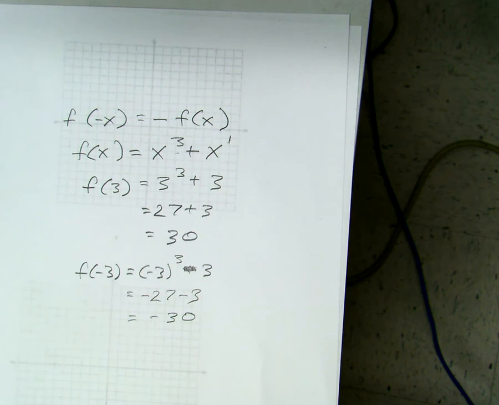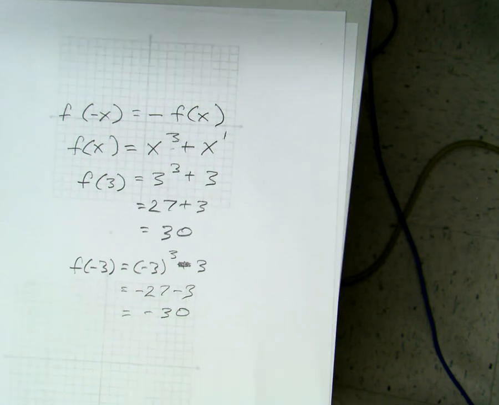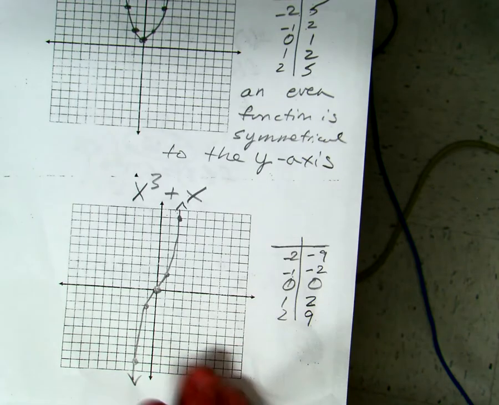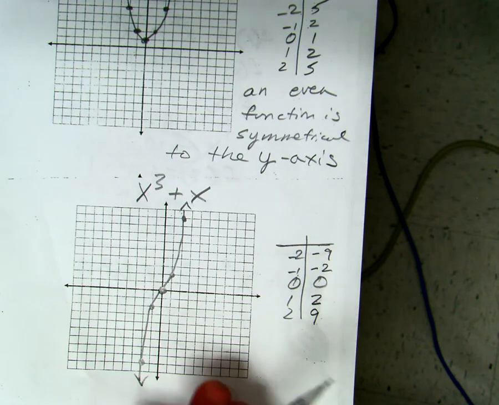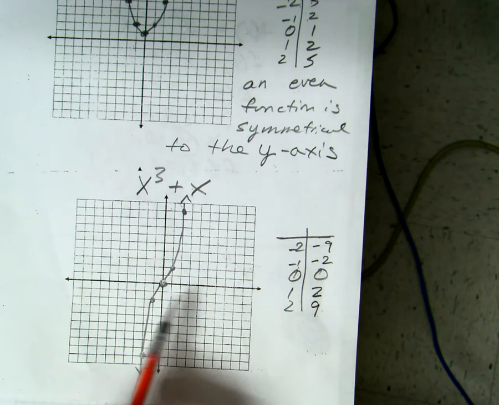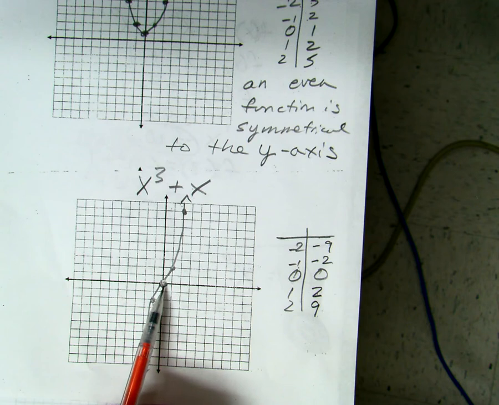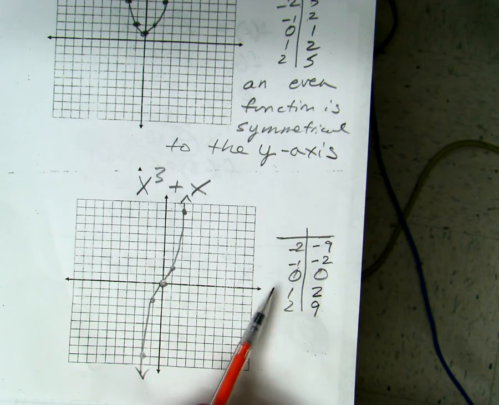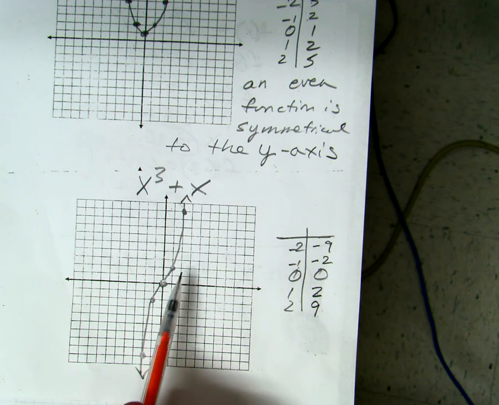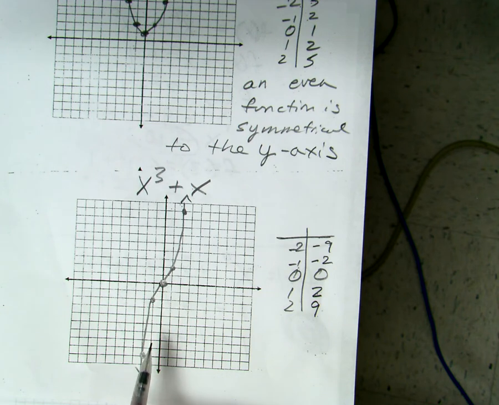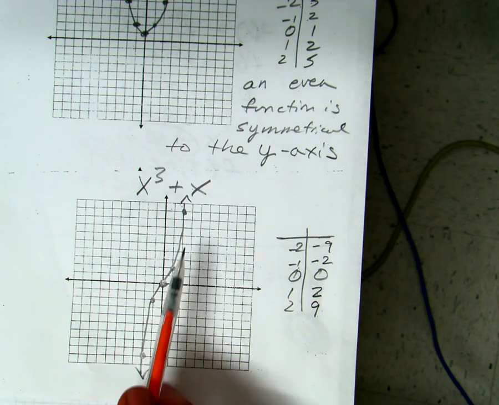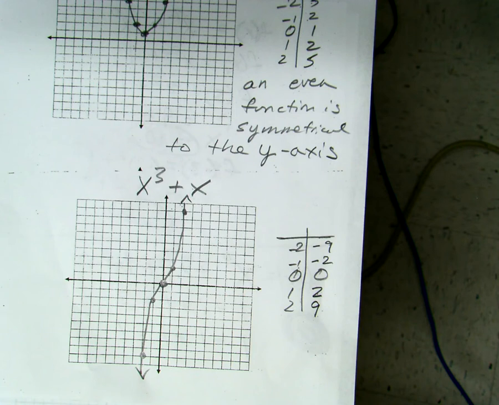How does it look graphically, however? Look at that. An odd function is not symmetrical to the y-axis like the even function. It's symmetrical to the origin. So once again, I did a t-table here, 0 and 2 points to the right, 2 points to the left, and plugging those points in and evaluating for y, I get a function that's symmetrical to the origin. So that's graphical proof that it is an odd function.